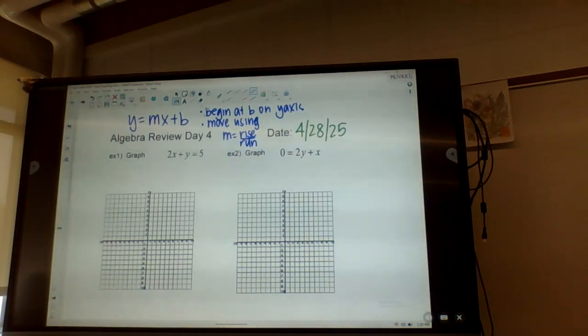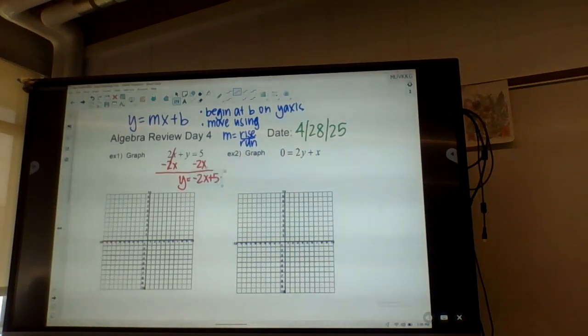But one of the things with both of these equations, the y is not currently alone, so we need to do that. For example 1, I'm going to move this 2x over, so y is alone. And when I do that, I'm going to write the negative 2x first plus 5. Those two don't get to go together. So we're ready to figure out what our b is.